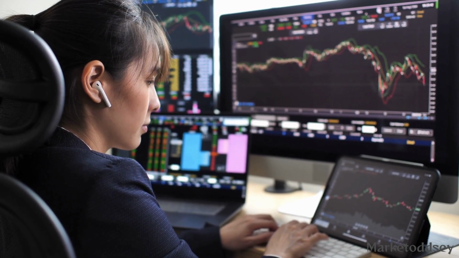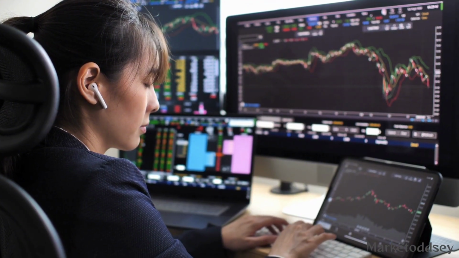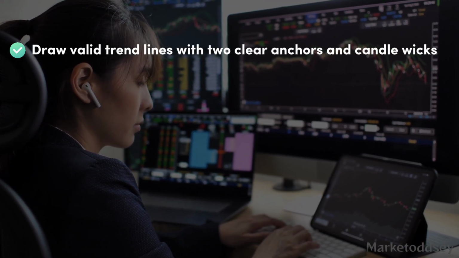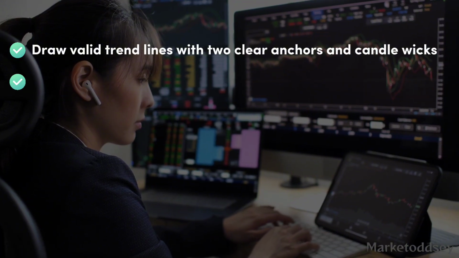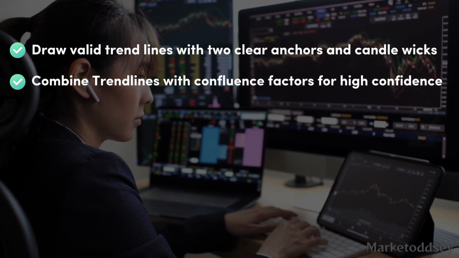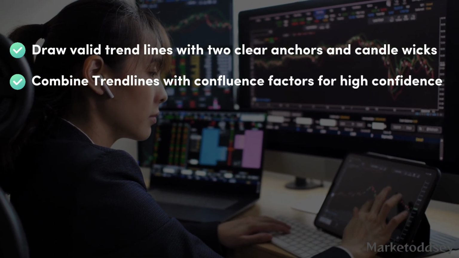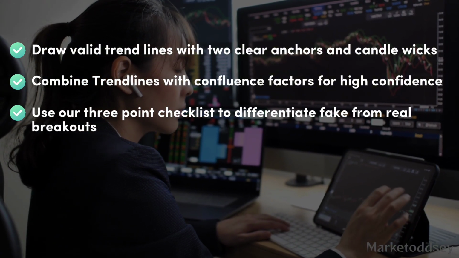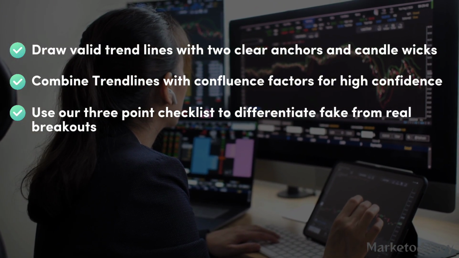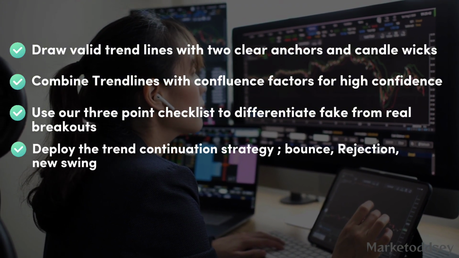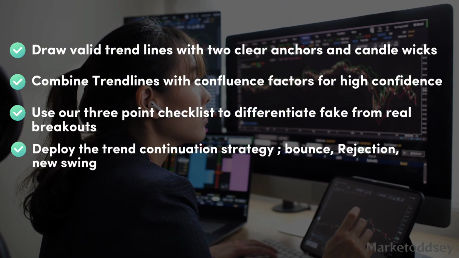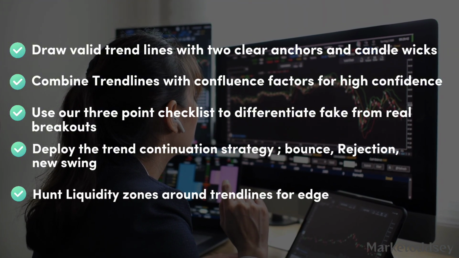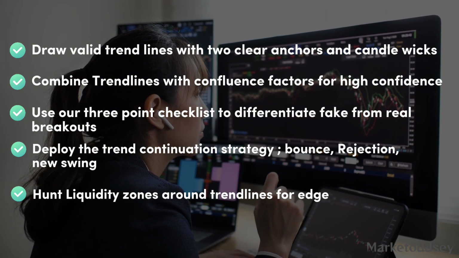To recap, here's your step-by-step roadmap. Draw valid trend lines with 2 clear anchors and candle wicks. Combine trend lines with confluence factors for high-confidence trades. Use our 3-point checklist to differentiate fake from real breakouts. Deploy the trend continuation strategy: bounce, rejection, new swing. Hunt liquidity zones around trend lines for edge.